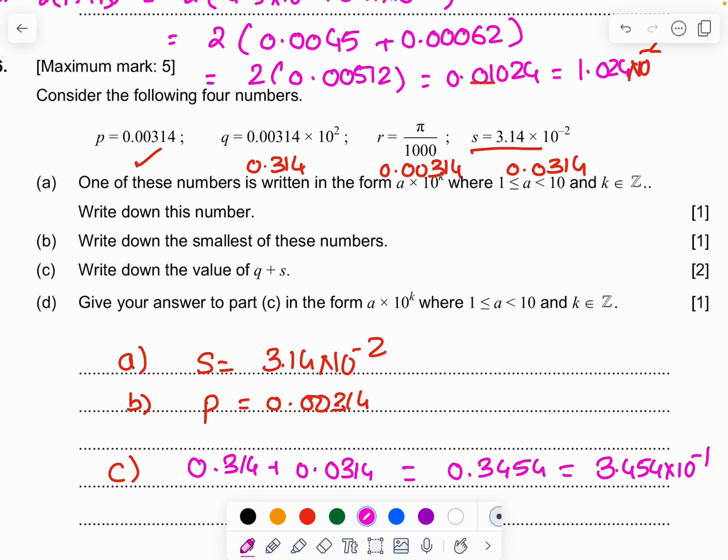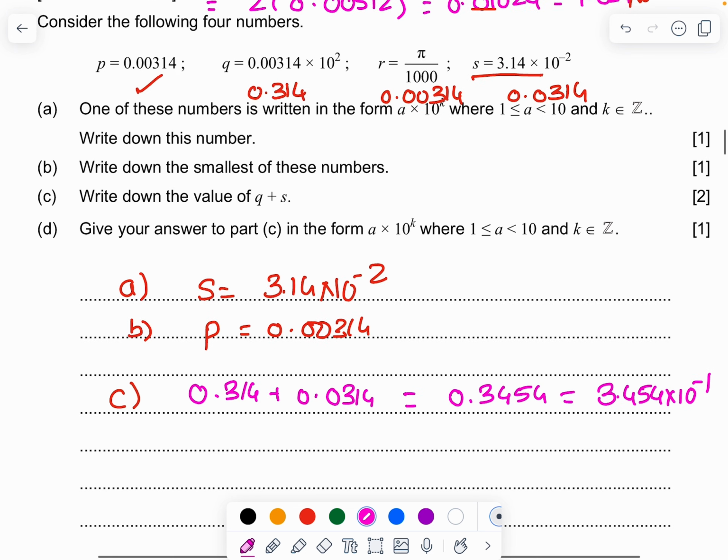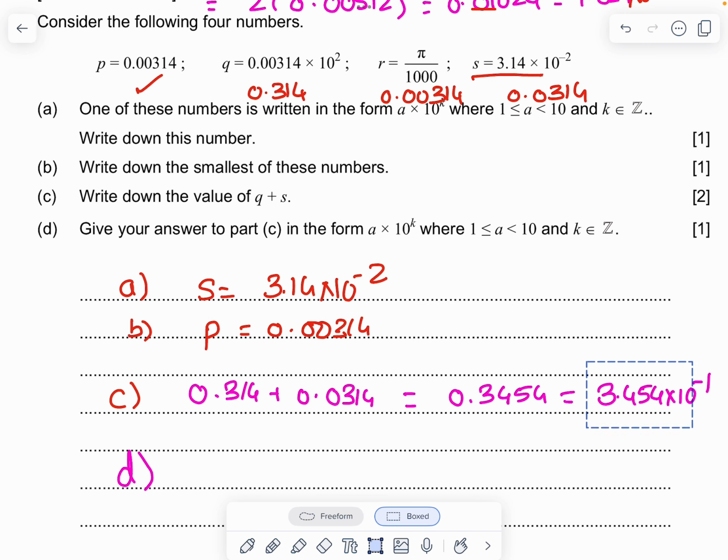Then give your answer in part C in the standard form. So already it is there in the standard form. So what you can do, part D. This answer is the part D answer.